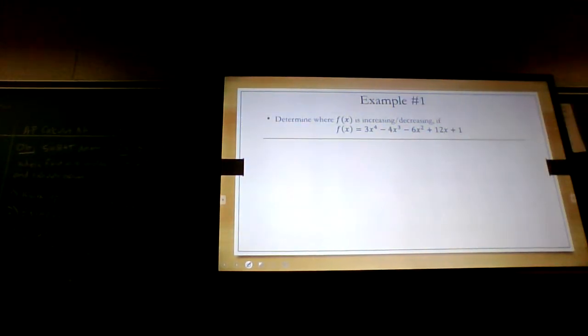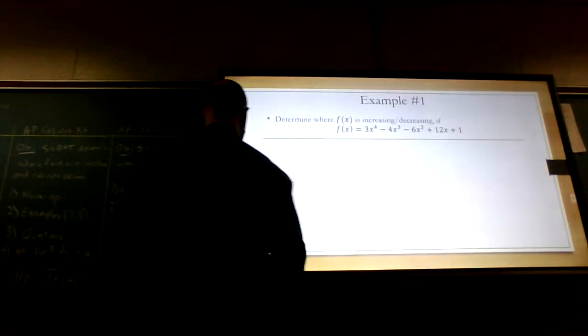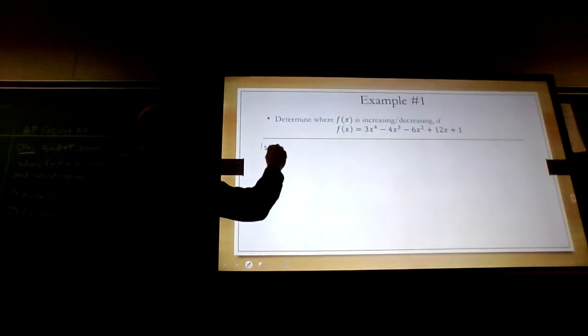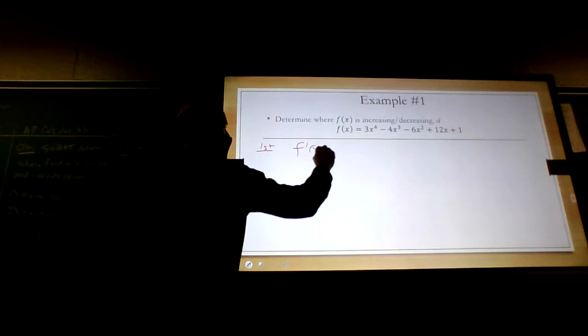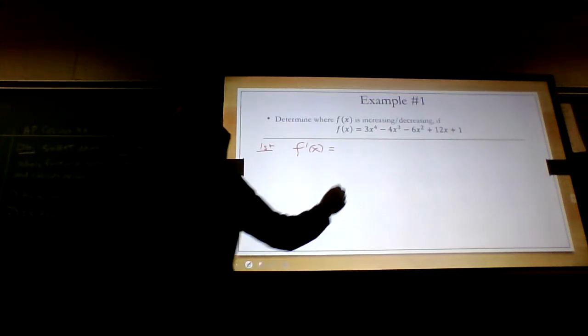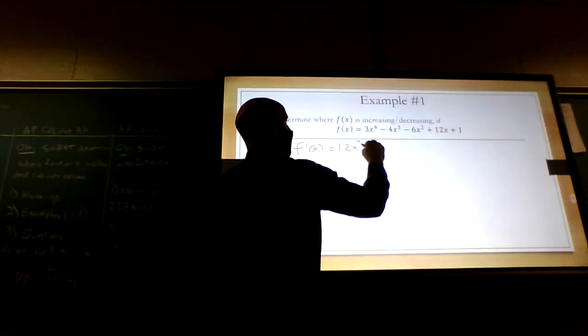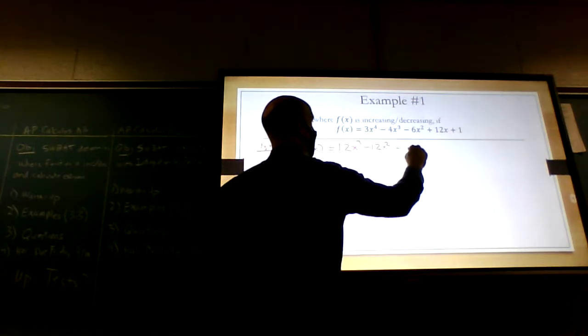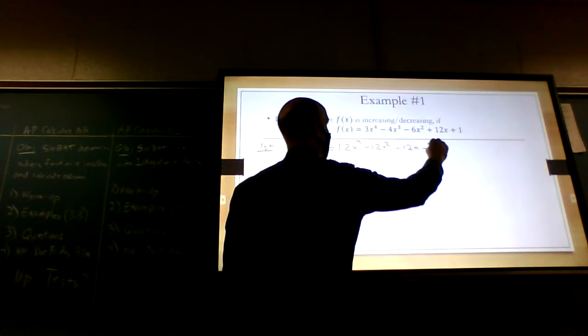Now, have you guys ever graphed this function before today? Probably not, right? Let's go ahead and see if we can figure out where it's increasing and decreasing. That's what the question says. Determine where f is increasing or decreasing. Okay, so here we go. Guess what the first thing is we're going to do? We're going to find the first derivative, because that's what we need to do according to that theorem on the last slide. The first derivative here is going to be a piece of cake because this is just power rule. I think we get 12x to the third minus 12x squared minus 12x plus 12.